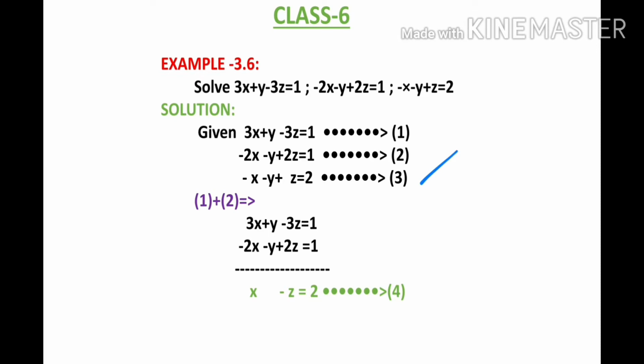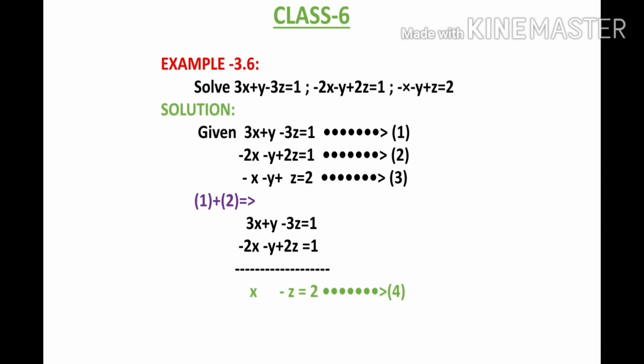So we have to eliminate any one variable. I already told you we have to eliminate any one variable, either x, y or z. Here I will eliminate the variable y by adding 1 and 2. Once again write the equations. 3x plus y minus 3z is equal to 1, and the second equation minus 2x minus y plus 2z is equal to 1.